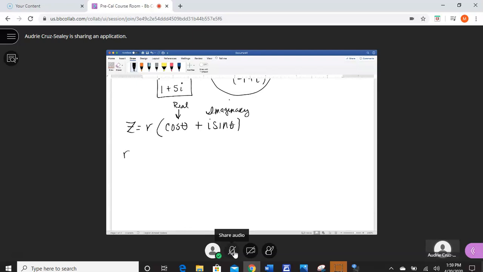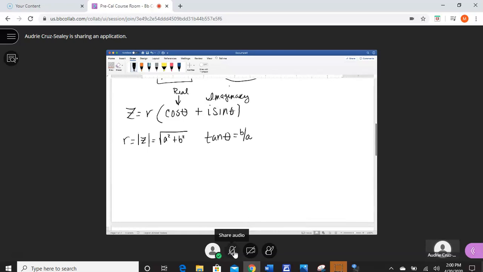To find r, all you have to do is find the modulus of your complex number. So that is the square root of a squared plus b squared. That's how you find r. And we also know how to find theta, because tangent of theta is equal to b over a. It's equal to y over x, but you have to remember what quadrant you're in. We've already done this, okay? So let's just practice writing complex numbers into polar form.